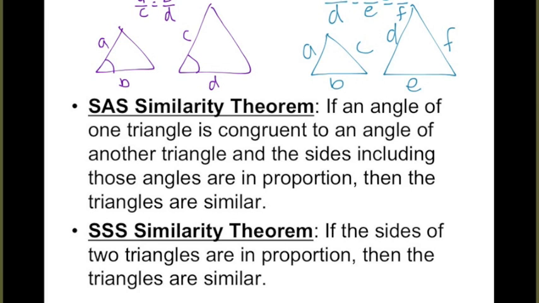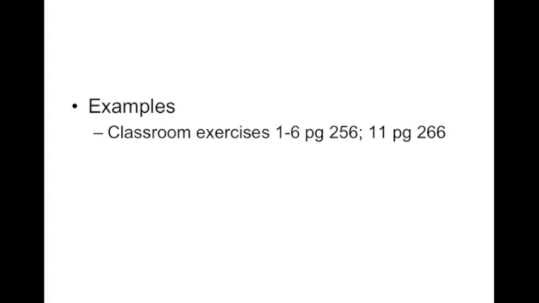Okay, so now we have three different ways that we can say two triangles are similar to each other. We can do angle-angle similarity from yesterday, or side-angle-side similarity, or side-side-side similarity. So we have three options. So we're going to look at some examples of finding similar triangles and determining whether or not they are in fact similar.